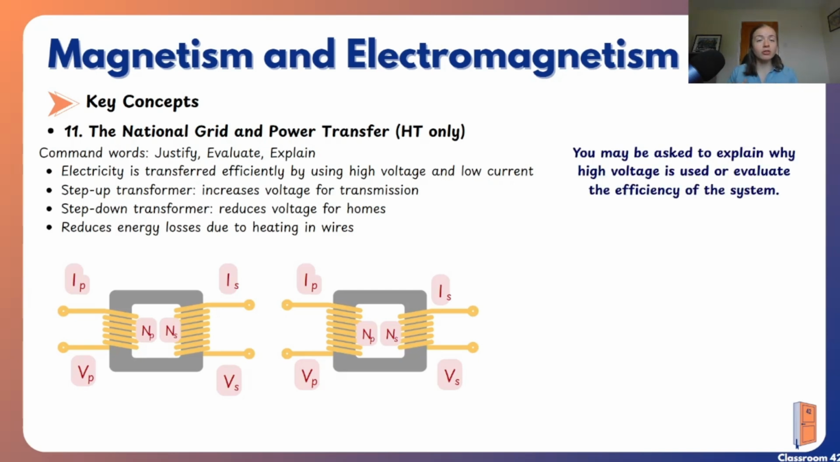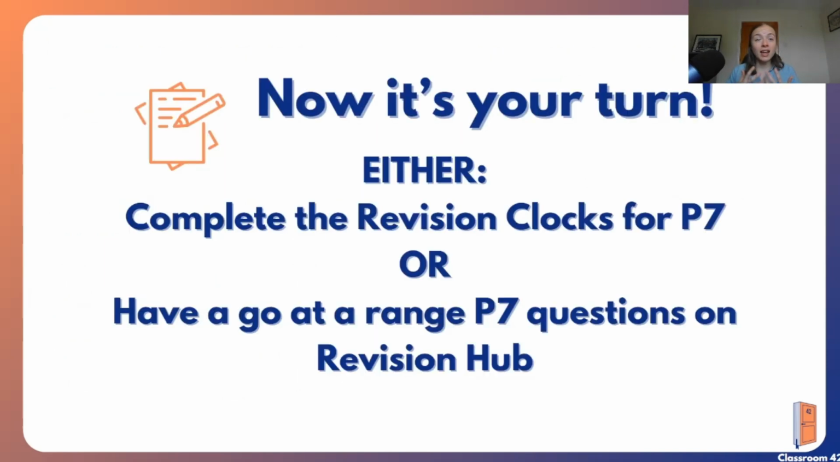But at this point, you're explaining it at a slightly higher level, so you might be asked to explain why high voltage is used or evaluate the efficiencies of the system, and talk about the use of coils and the calculation here as well, which is part of the specification, in order to relate all of this to the generator effect and induced potentials.